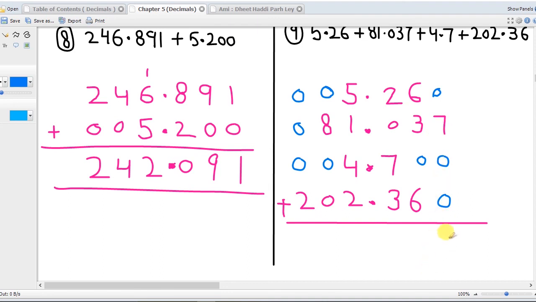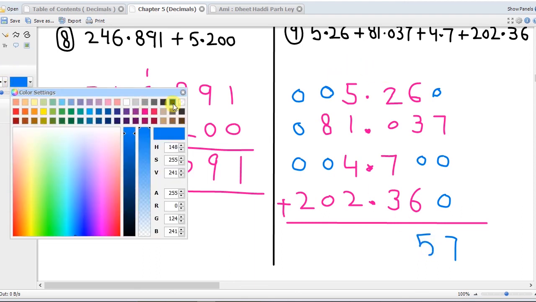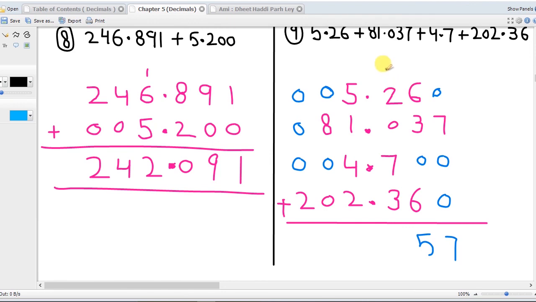So 0 plus 7 plus 0 plus 0 is 7, and 6 plus 3 is 9, 9 plus 0 is 9, 9 plus 6 is 15. Write 5 at the bottom and 1 goes on carry. Okay, let me just change the color. So 1 goes on carry. 1 plus 2 is 3, 3 plus 7 is 10, 10 plus 3 is 13. 1 goes on carry. 1 plus 5 is 6, 6 plus 1 is 7, plus 4 is 11, plus 2 is 13. And don't forget to put this decimal point.